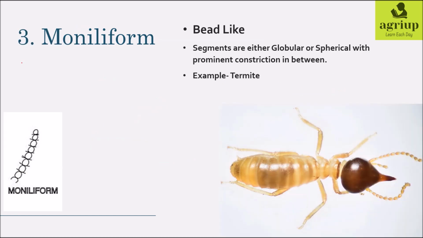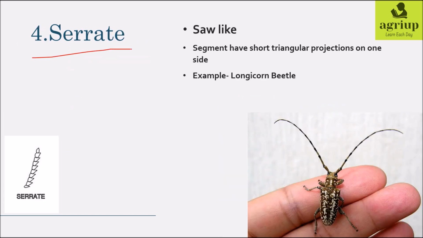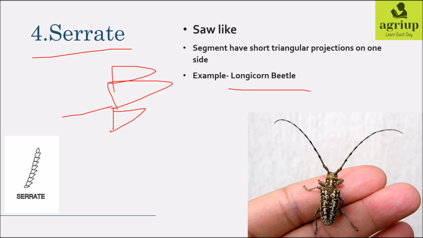Next is moniliform. Moniliform means bead-like. Beads are generally round in shape, you can relate to this. Maybe you can remember it this way. They are generally globular or spherical with prominent constrictions. Example is termite. Now, next is serrate. Serrate is saw-like, with triangular projections on one side, not on both sides, but on a single side. Example is longicorn beetle in this case.